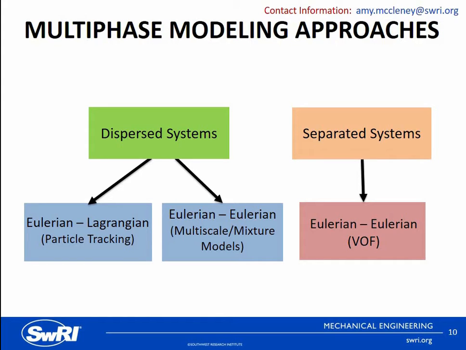Now, if you're trying to model separated systems, you can only take a Eulerian-Eulerian approach, such as with the volume of fluid method. VOF, or volume of fluid model, is a surface tracking scheme used primarily for instances where interfaces between phases remain sharp.